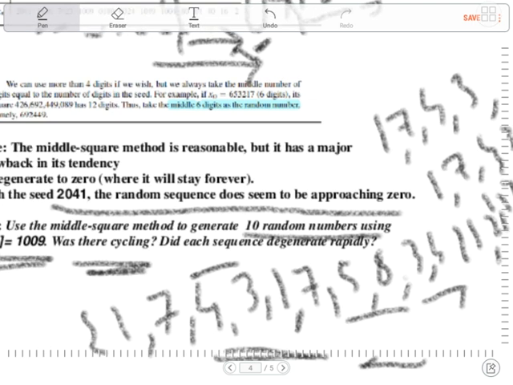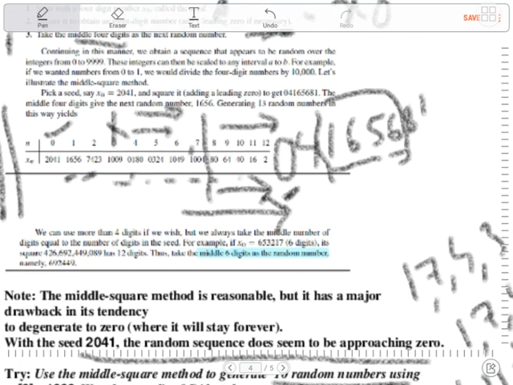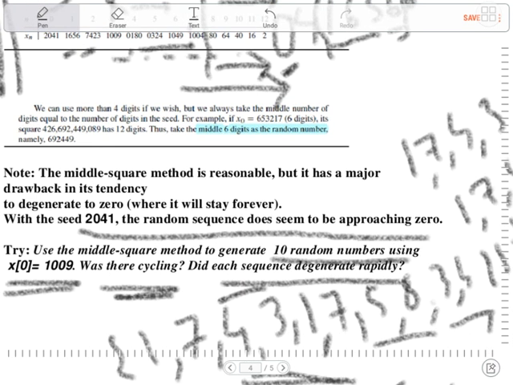And did each sequence degenerate rapidly? That means whether the random numbers you are generating are gradually decreasing in length with respect to digits, and also the numbers themselves are decreasing. Whether it is decreasing rapidly, or decreasing for some steps and the next step it is again increasing and again decreasing, and this goes on or not. But if you use this method, then definitely after some steps this method should give you a degenerate sequence. But how many steps, that is not clear.